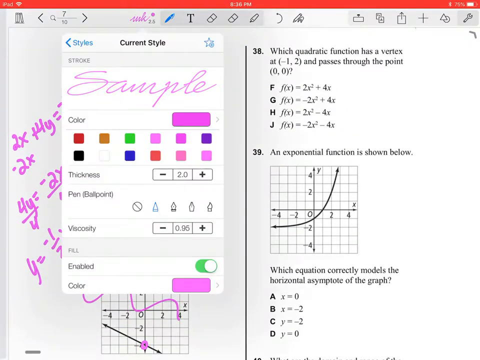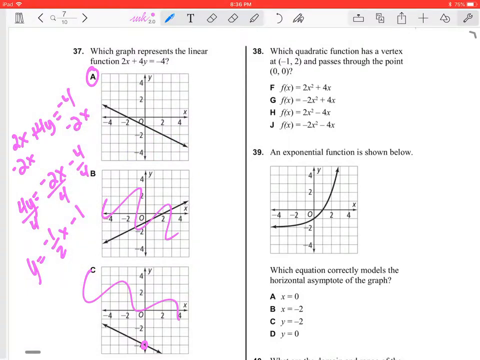Number 39. Which quadratic equation has a vertex at negative 1, 2, and passes through the point 0, 0? Now, if we're talking about a quadratic and we're talking about a vertex, we're going to use the vertex form, which is going to be y is equal to a times x minus h squared plus the value of k. We're given the vertex, which is negative 1, 2, so our h value is negative 1. So I'm going to rewrite this as y is equal to a times x plus 1, because the negative times the negative makes it positive. Then the plus 2 for our k value.